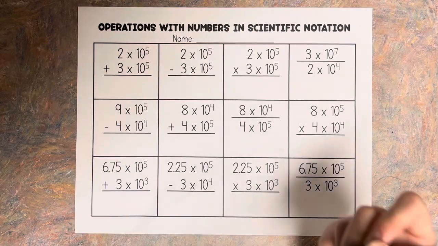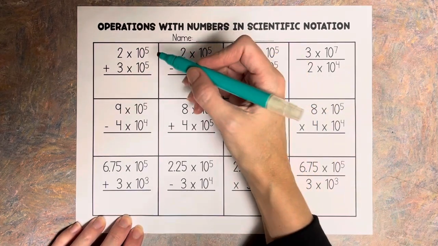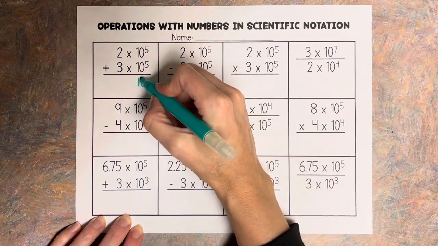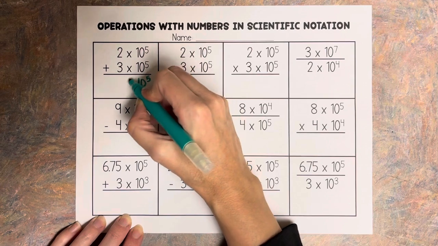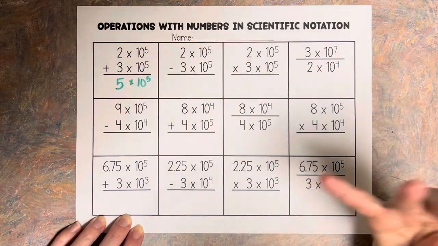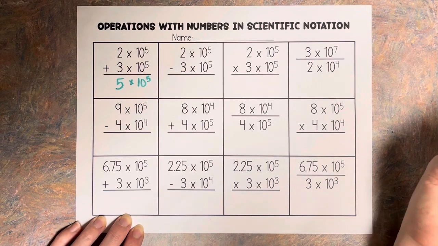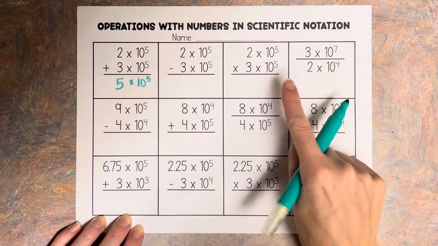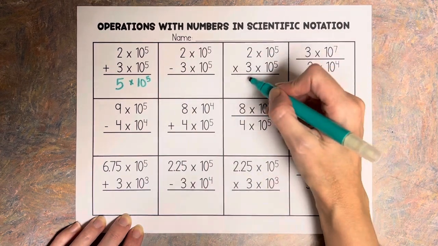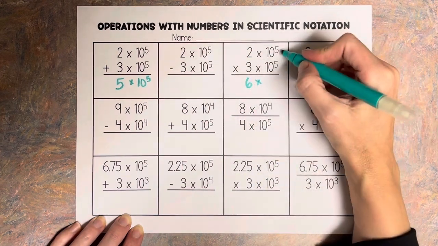Here are a few examples. If you are adding, you have to have the same exponent. If they're the same, you'll keep your exponent and you'll add those coefficients. Boom, we're done.